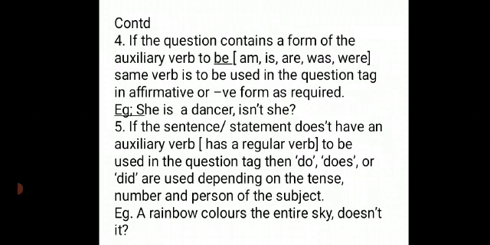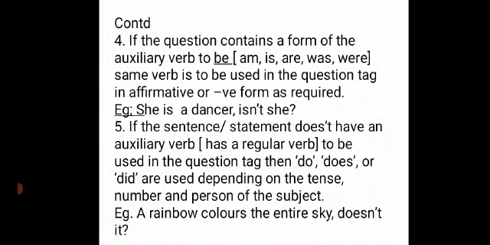Next is, if the sentence contains a form of the auxiliary verb to be. Many times you have seen in the question paper, in the bracket they give be plus verb. So, my dear students, be means you should not write be there. Instead of be, you can write am, is, are, was, were. The same verb is to be used in the question tag in affirmative or negative form as required by the statement. Now, for example, she is a dancer, isn't she? Maybe in the bracket they may write be, but you have to write isn't she?